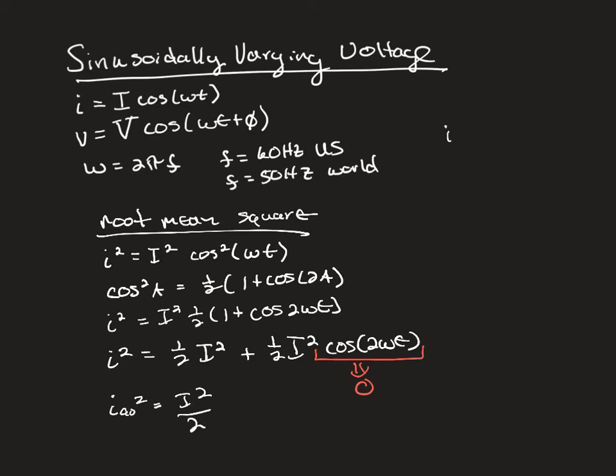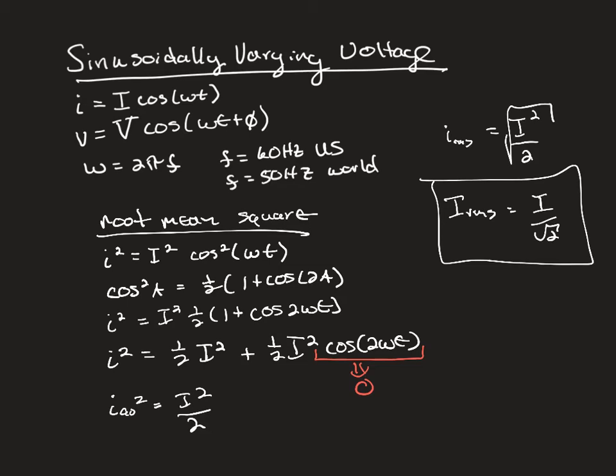So if I take this, and I'm going to say RMS because it's really RMS, I RMS squared is equal to the max current squared divided by 2, taking the square root. Or we say that I RMS equals the max current divided by the square root of 2. And we could go through and do the same thing with the voltage.